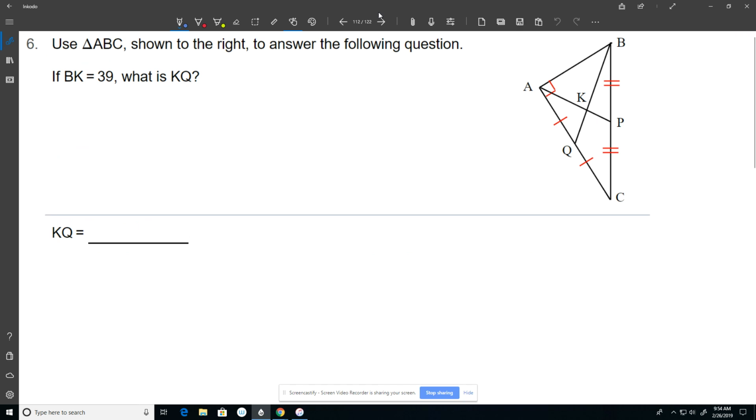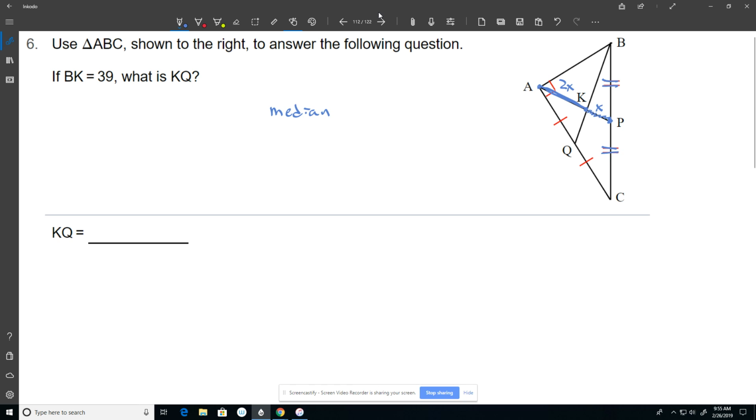So number 6, use triangle ABC to solve KQ. Looking at the picture, we're going from the vertex to the midpoint. We know these are midpoints because these lines tell us that they're the same length. These lines are called the medians. The math it wants you to use is pretty simple. Remember that from the vertex to the intersection, that length right here is twice as far as the rest of that line. So this piece is double the short piece.